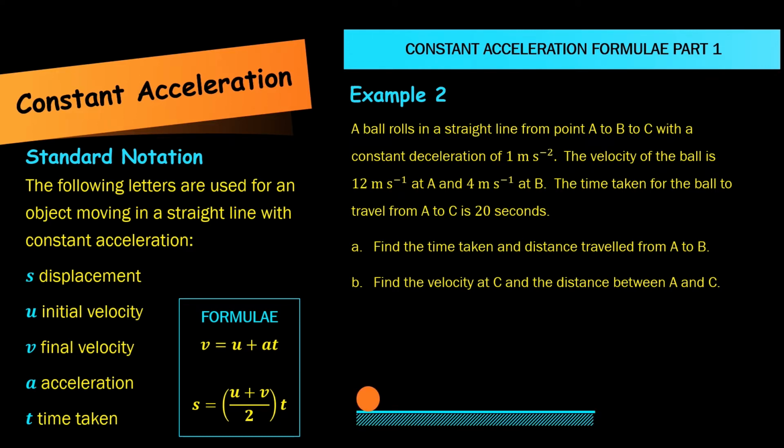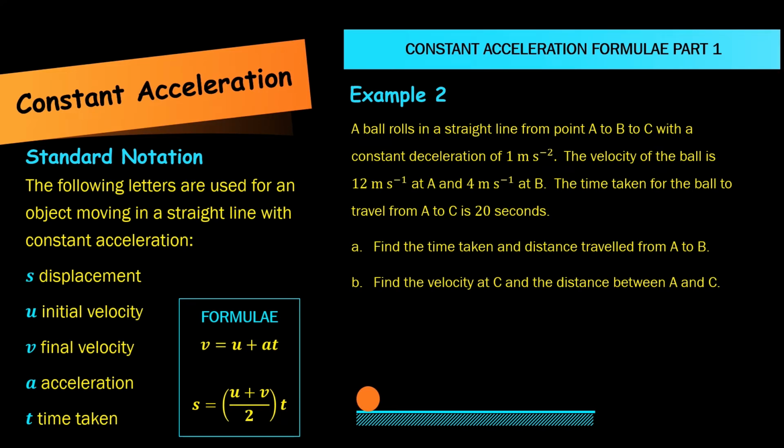A ball rolls in a straight line from point A to B to C with a constant deceleration of 1 meter per second squared. The velocity of the ball is 12 meters per second at A and 4 meters per second at B. The time taken for the ball to travel from A to C is 20 seconds. Find the time taken and the distance travelled from A to B. And secondly, find the velocity at C and the distance between A and C.